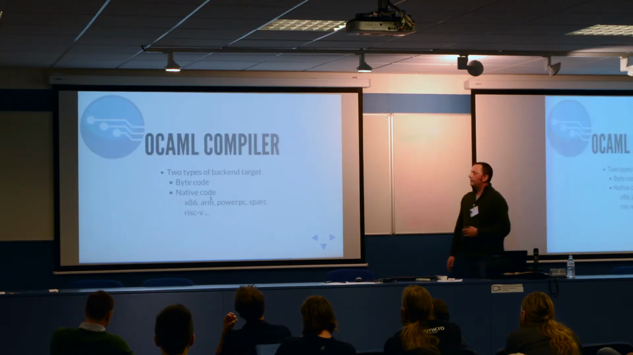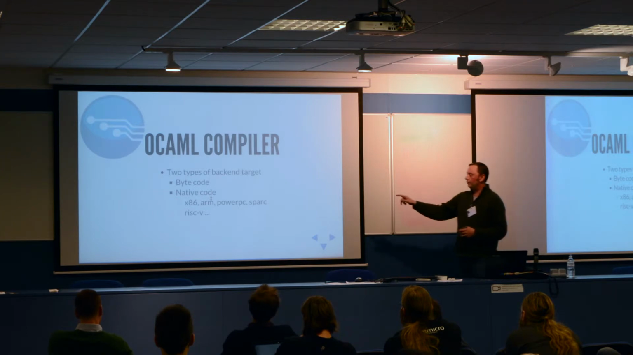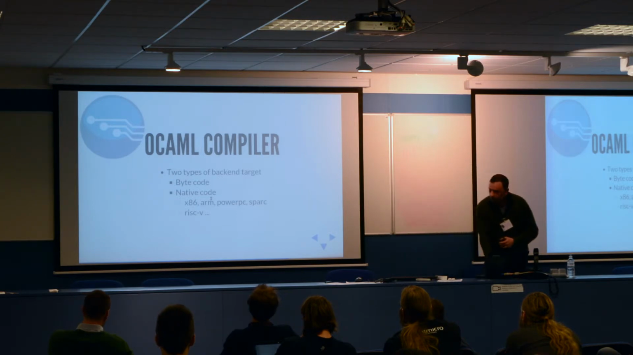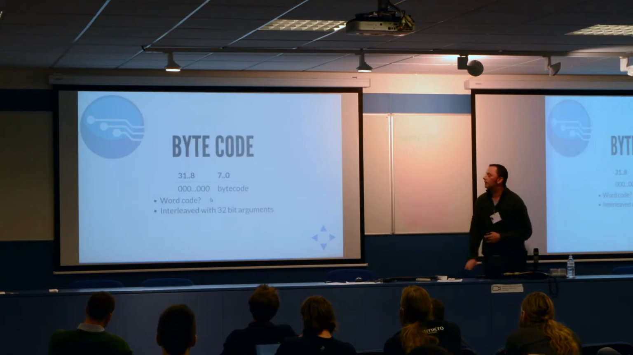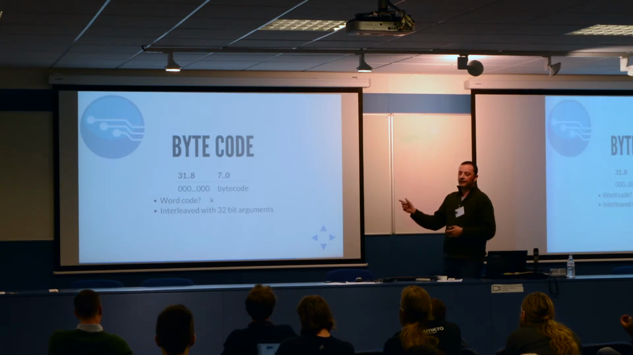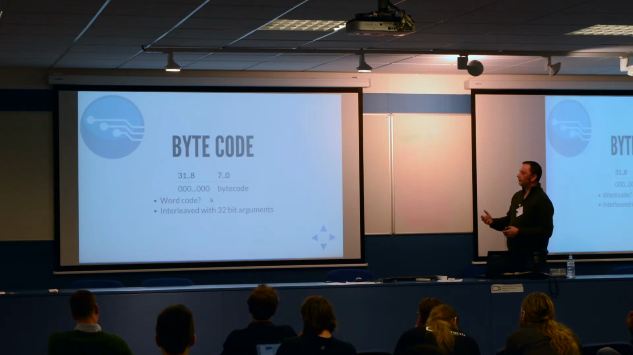So the OCaml compiler has two types of backend, bytecode and native code. There is notably a new but not upstreamed RISC-V native code generator for OCaml. But I'm targeting bytecode. So what is that? It's 32-bit word, so maybe it's word code, where the 7 bottom bits indicate an OCaml instruction, which are about 160 or so. And these are interleaved with 32-bit arguments. That's why it's actually 32-bit, to keep everything aligned.